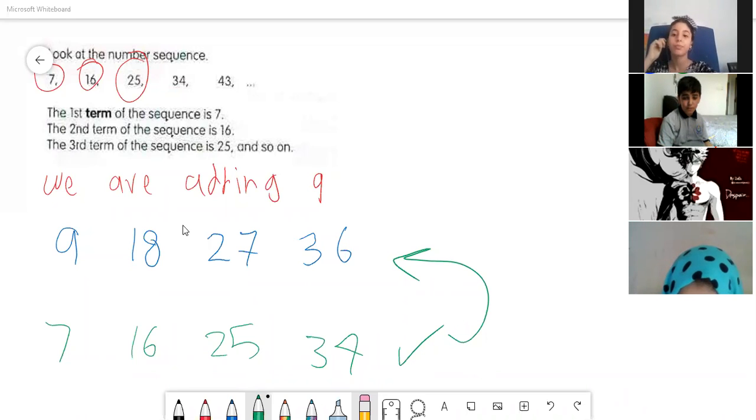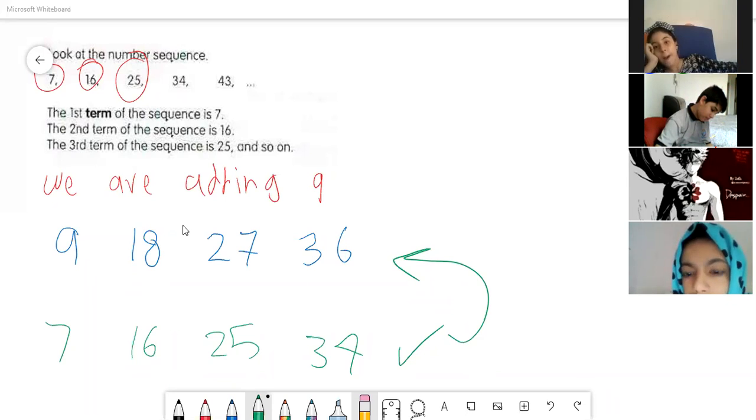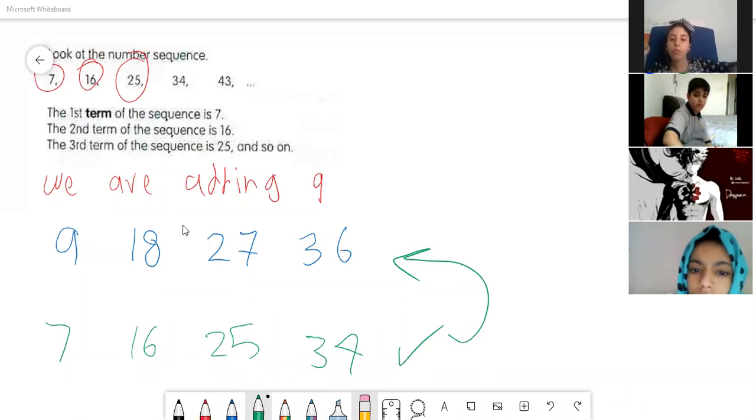Exactly. Teacher, but why are we comparing with multiples of 9? I don't think there is a reason for that, but this is to show you how to describe any sequence. It's not the general rule to compare it to the multiples of any number, just to show how to describe sequences.